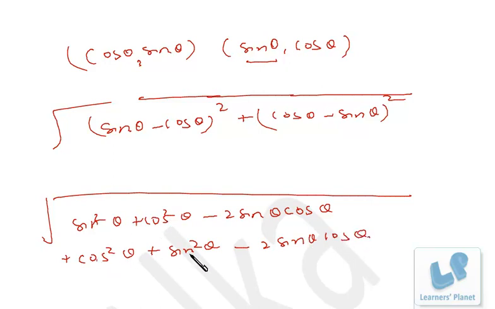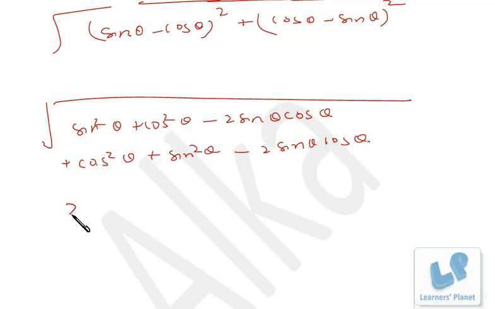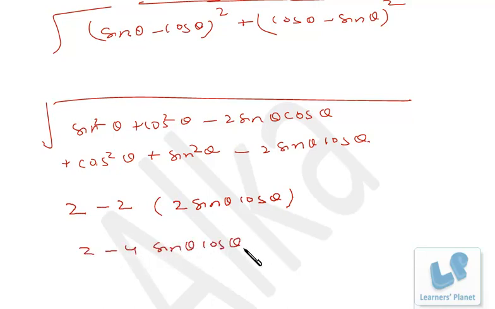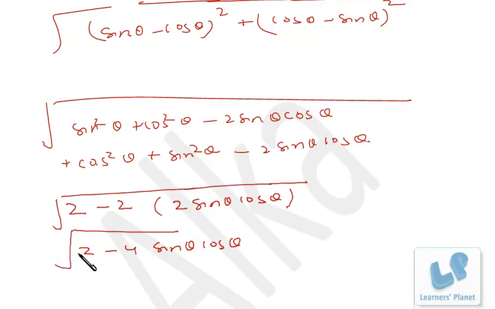So this is 1, this is 1, that means in all it is 2, minus 2 we can take common, then sin theta cos theta and sin theta cos theta, so it is 2 times sin theta cos theta, so that is 2 minus 4 sin theta cos theta, right? So this will be the distance. You can take 2 as common once again, and this will be the distance between these 2 points. Okay.